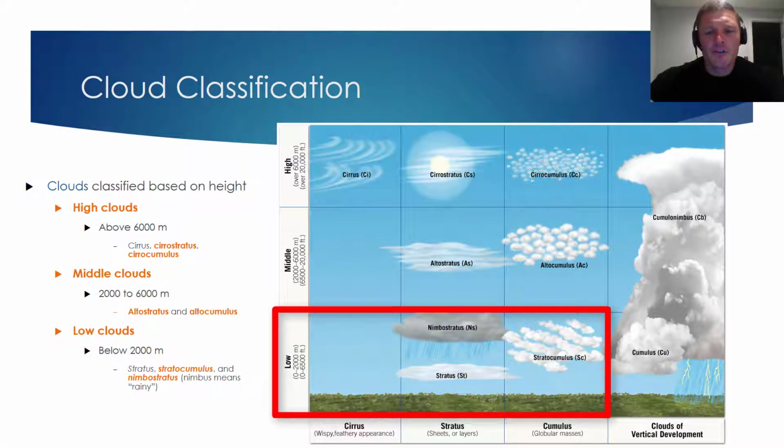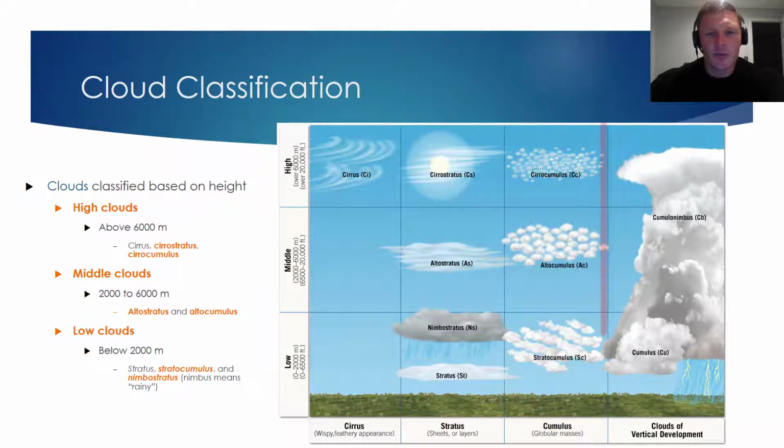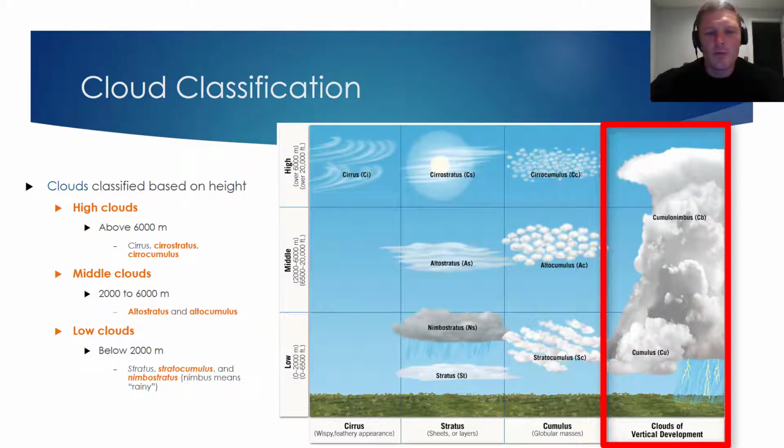Now if we focus our attention to the cumulus clouds, the globular masses, the stratocumulus clouds are the lowest of the cumulus form. Just like the other types of cumulus clouds that we've considered, they look like large fluffy cotton balls.